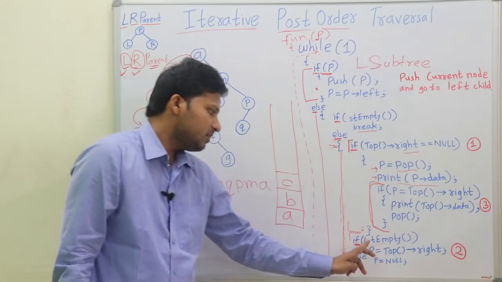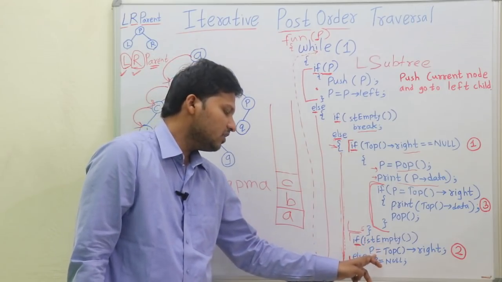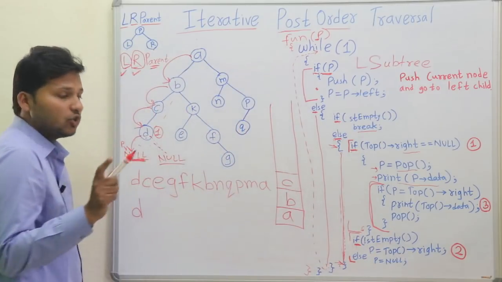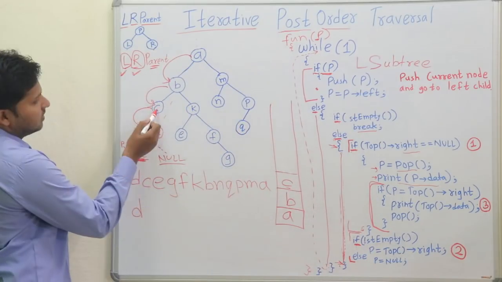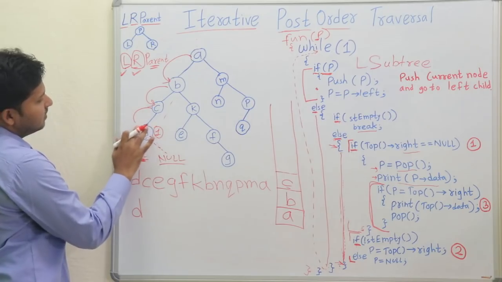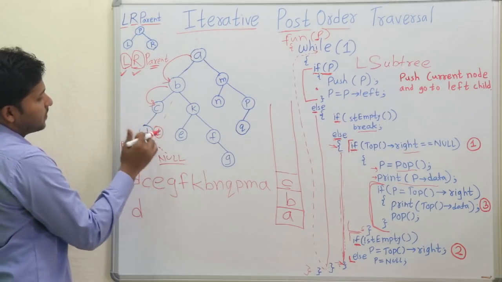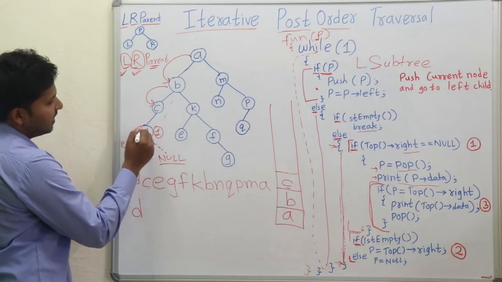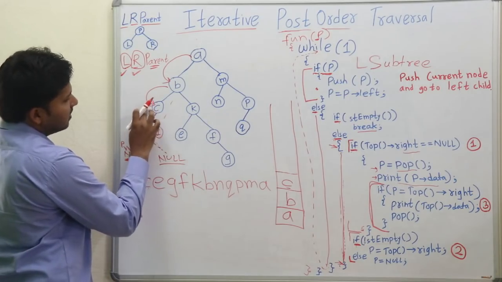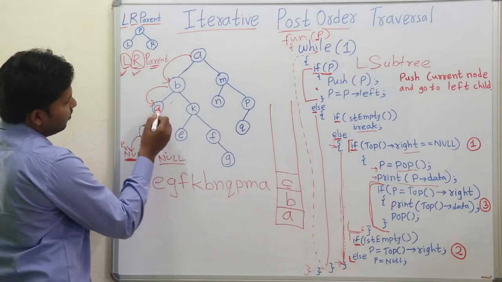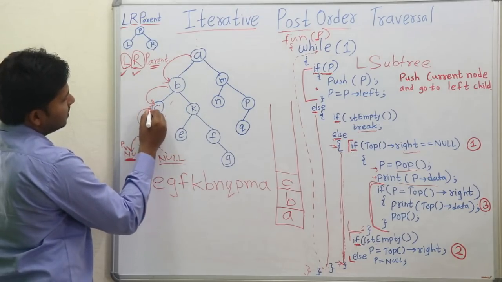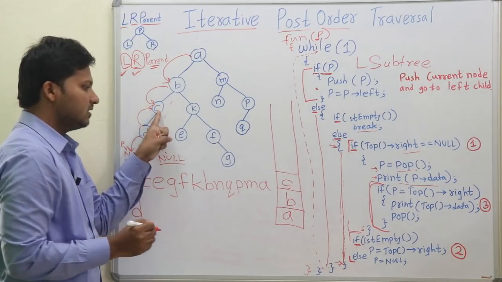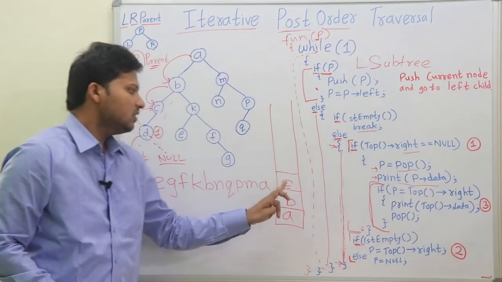As it is not empty, this if is satisfied and we assign P to the right child of the top node. So what is the top node now? Top node is the node C. You can look here, as the node D is processed now, we are finished here. So now we turn to the parent of D. What is the parent of D? That is C. That is the top of the stack.